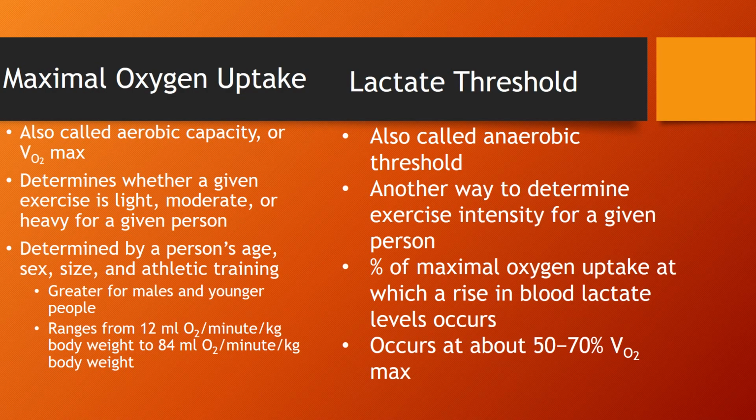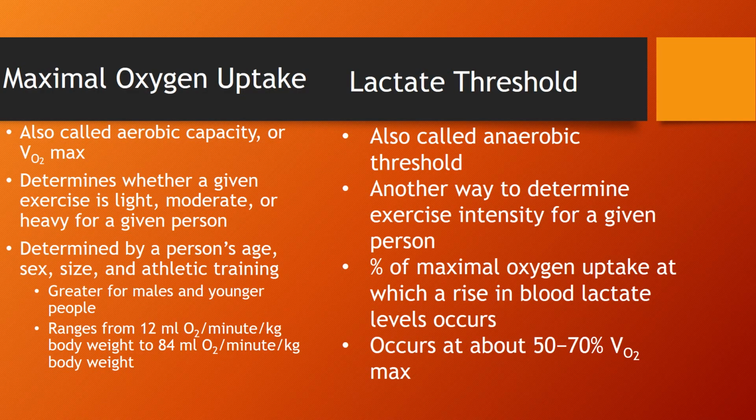So there are two different things I want to talk about. First is maximum oxygen uptake. Most of you have probably heard of this as VO2 max, but it also has the name aerobic capacity. This tells us if a person is undergoing light, moderate, or heavy exercise, and it's determined by several things: a person's age, sex, size, and athletic training. Typically, individuals with low athletic training, who don't exercise nearly as much, are going to have a lower VO2 max, and those who are, say, marathon runners will have a very high VO2 max.